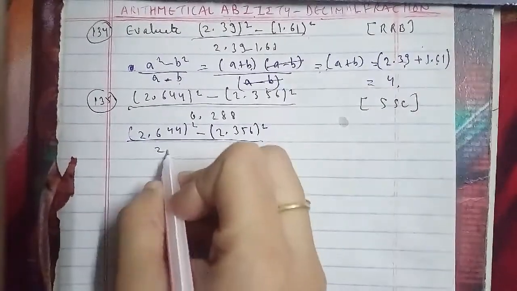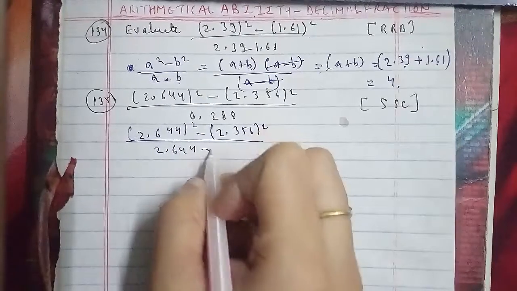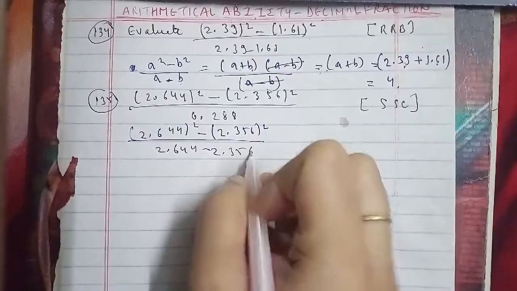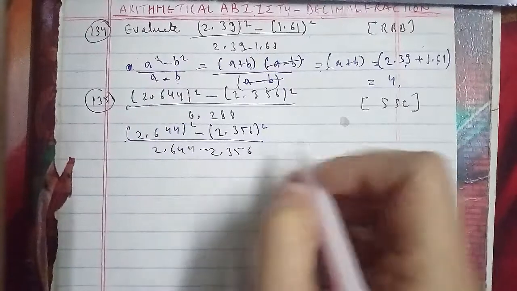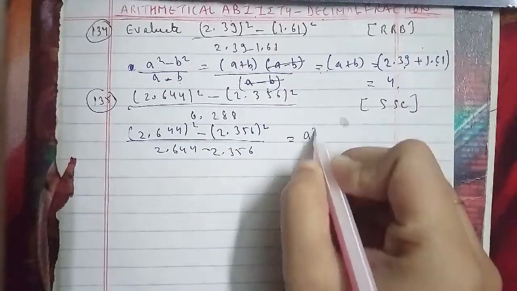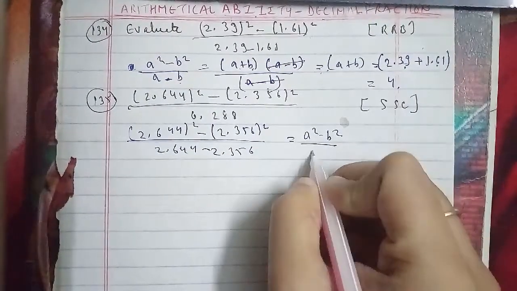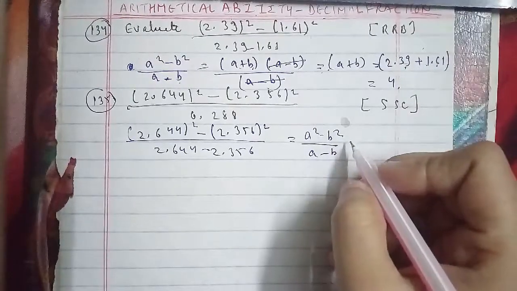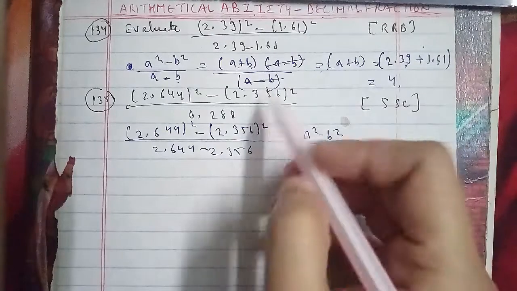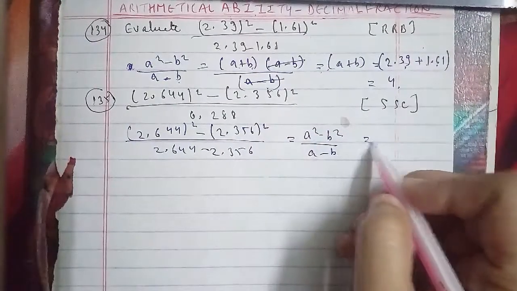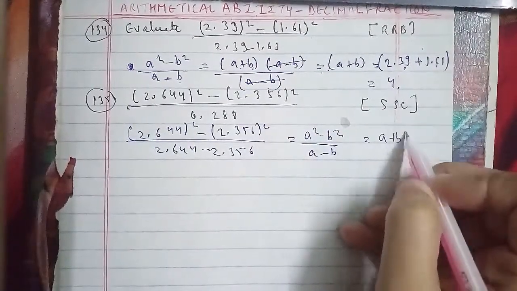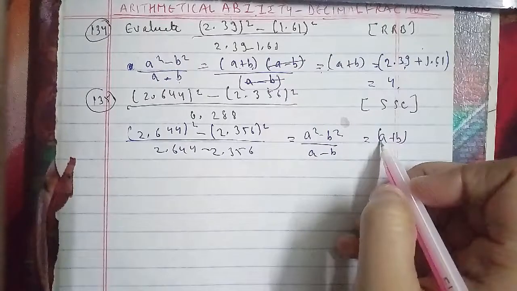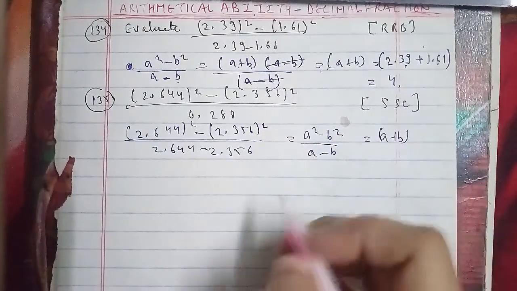And if we open it out, as I told you above, we'll cancel it out, so we'll get only a plus b. So we'll simply add the numbers here: 2.644 plus 2.356, which equals 5. So the answer will be 5 here.